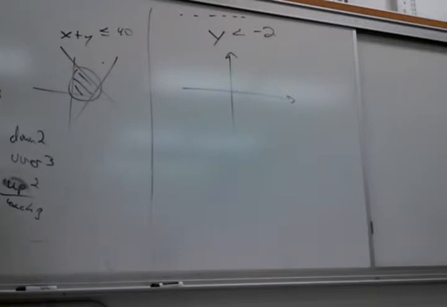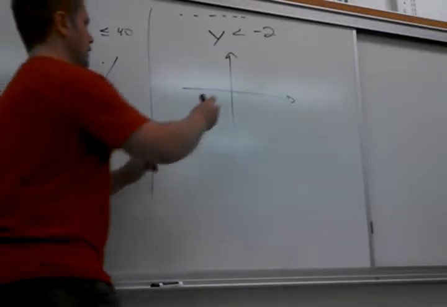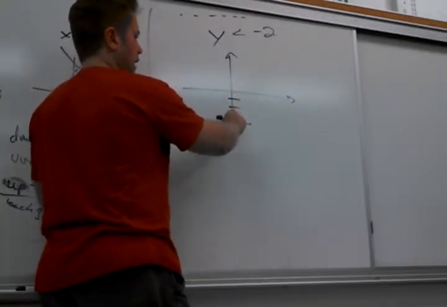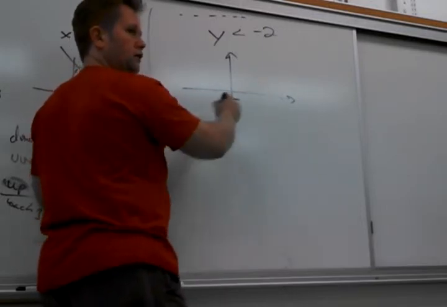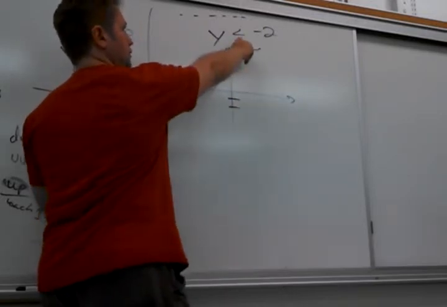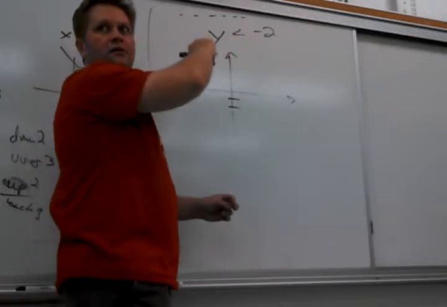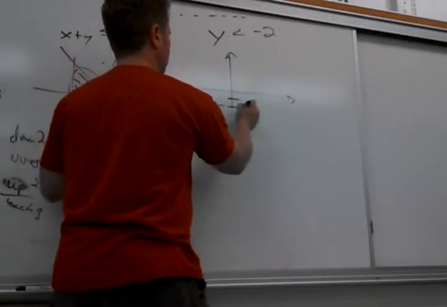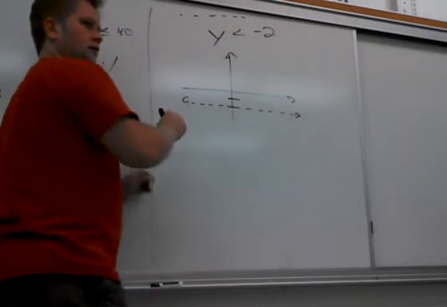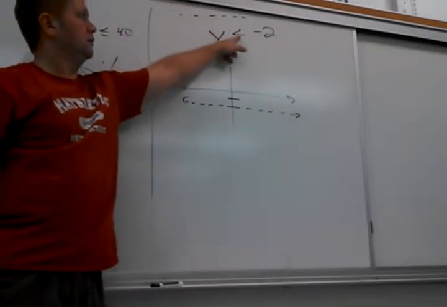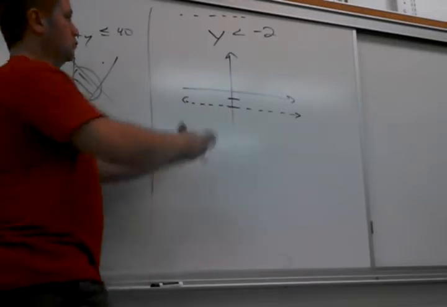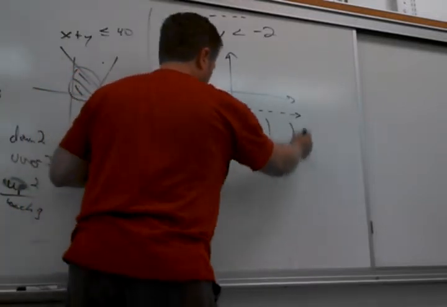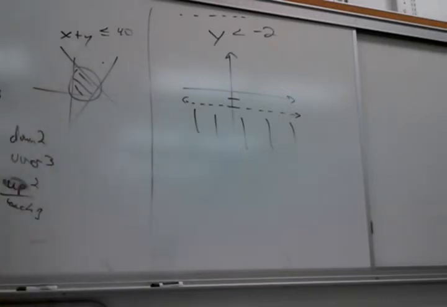It would be horizontal. So if y has to stay minus 2, it can't go up or down, because then y would change. So it must go left and right. And what kind of line is it going to be? Yeah, I don't see an equal sign, so I don't make a solid line. Make it dotted. And then I want to shade down. So that's one I wouldn't even do a test point for, really. It's just y less than that, so it's down, all that stuff there. Cool. So that's a special case.